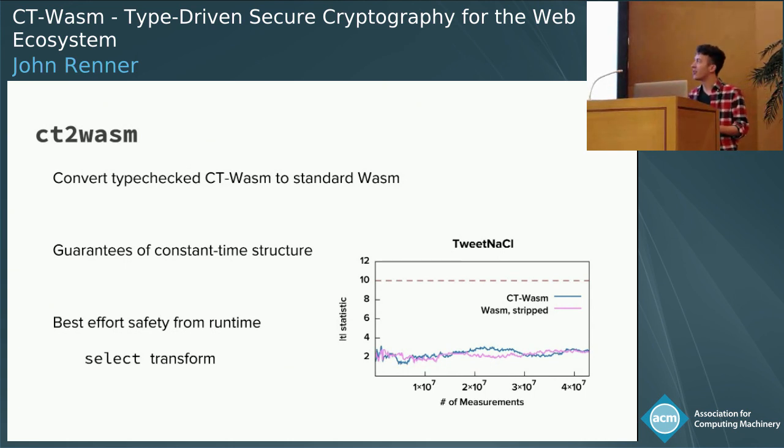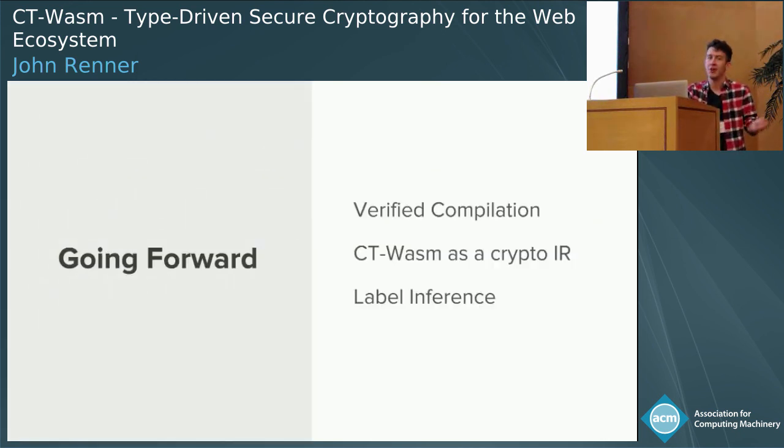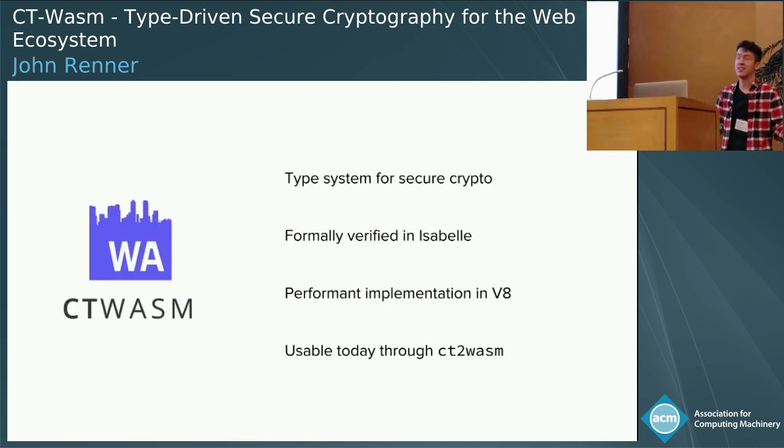But here's the problem. This is sort of a cat and mouse game that we play with the runtime, so you don't get all the guarantees. Looking forward, we have some goals of doing verified compilation, which I said we don't have. Regardless of whether this works or not, CT-Wasm is very interesting as an IR for high-level crypto languages on their way down to the machine. And we're also looking at label inference to allow existing libraries to compile today. With that, CT-Wasm exists today. It's a type system for secure crypto that is formally verified in Isabelle, performantly implemented in V8, and usable today through CT-Wasm. With that, I'd like to open up for questions.